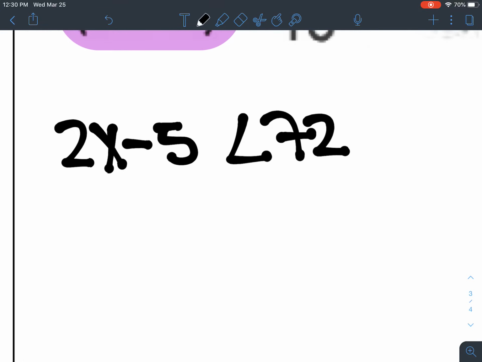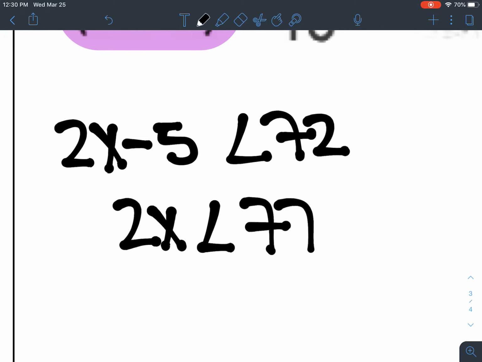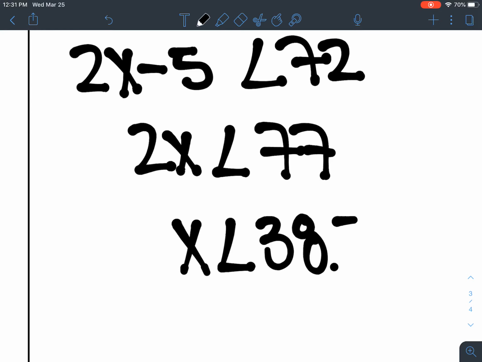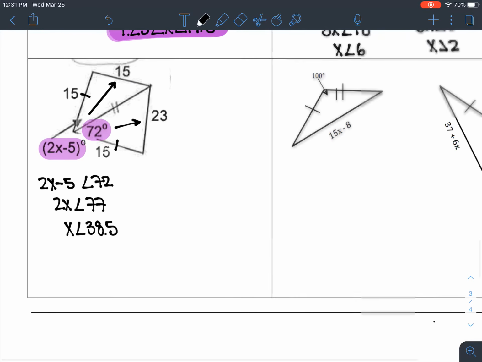So solving that, we're going to add that 5 over, and we're going to get 2x is less than 77. Dividing out that 2, we're going to get x has to be less than 38.5.